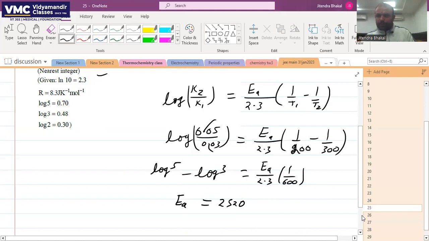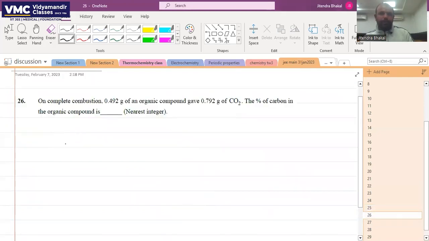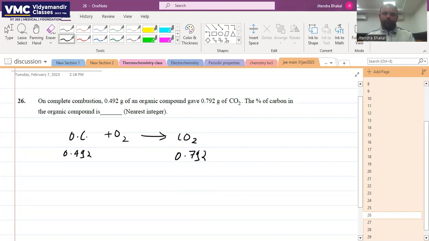Then question number 26. On complete combustion, 0.492 gram of an organic compound. Now we have an organic compound. Mass of the compound is given 0.492. Now when we do complete combustion, we get CO2 and H2O. So mass of CO2 is given, 0.792. Now, what we need to calculate? Percentage carbon in the organic compound.